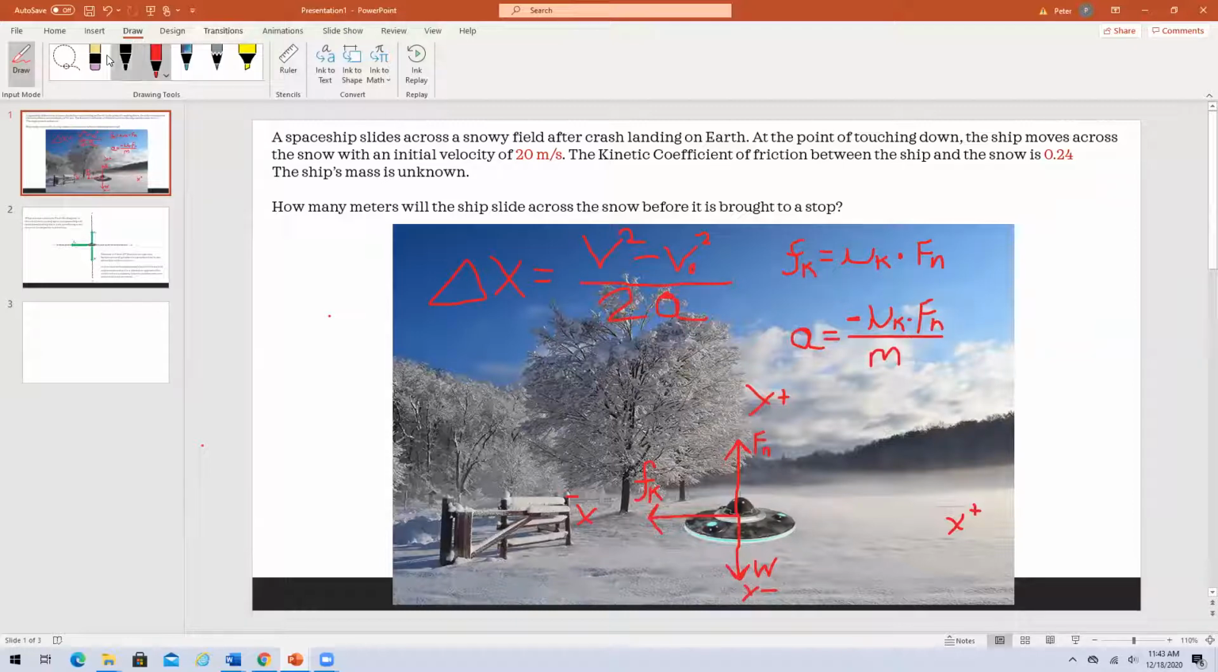Okay. And then let me get rid of this once again. And now you may also be asking yourself, again, who cares? We don't know what the normal force is. We know what the coefficient of kinetic friction is, right? It's given to us in the problem. It's 0.24. We don't know what the normal force is.